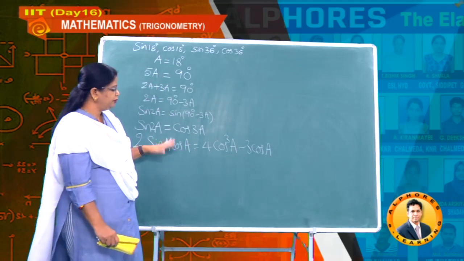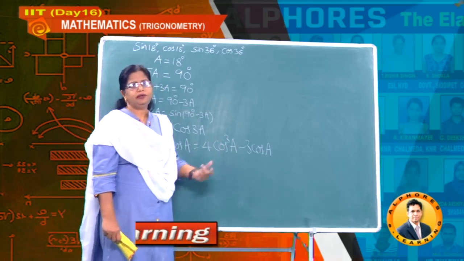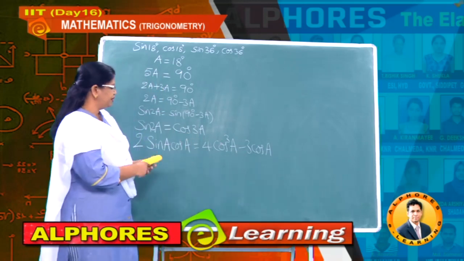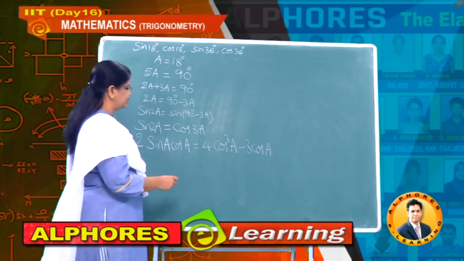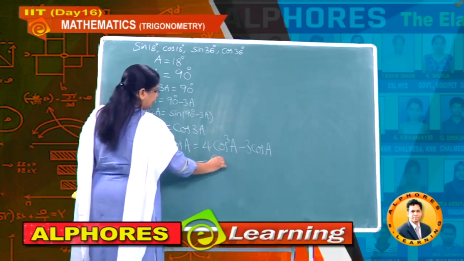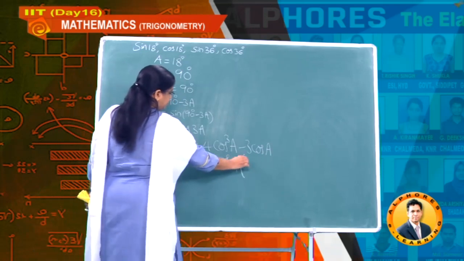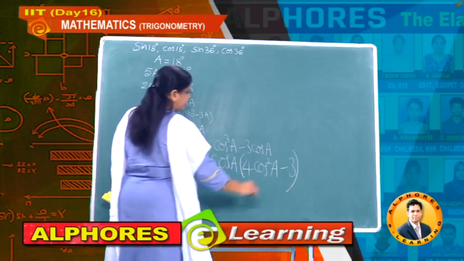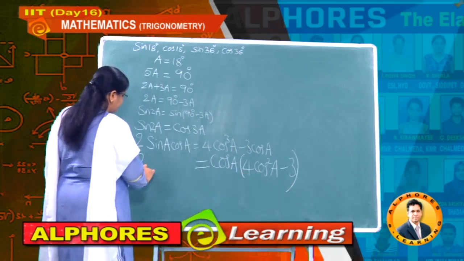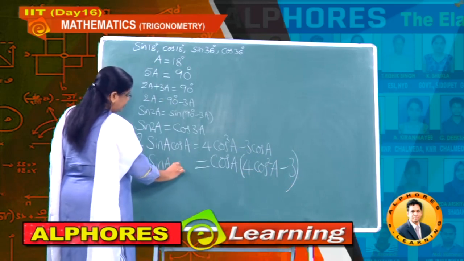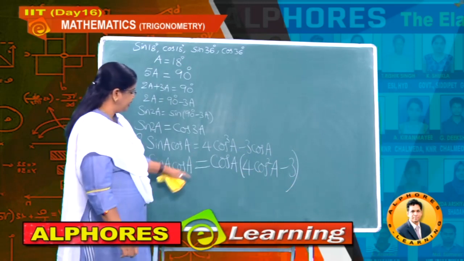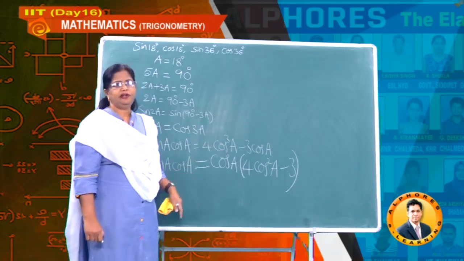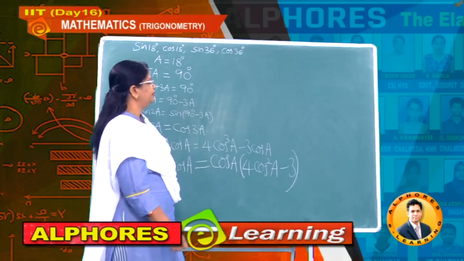Whenever you are doing big problems, in the middle you should always check whether any common term exists or not. That is very important. If I take cos A common, then this side you have 4 cos square A minus 3, and this side you have 2 times sin A cos A. Now, before you cancel any value, you must check whether it is a zero or non-zero value. That is very important.